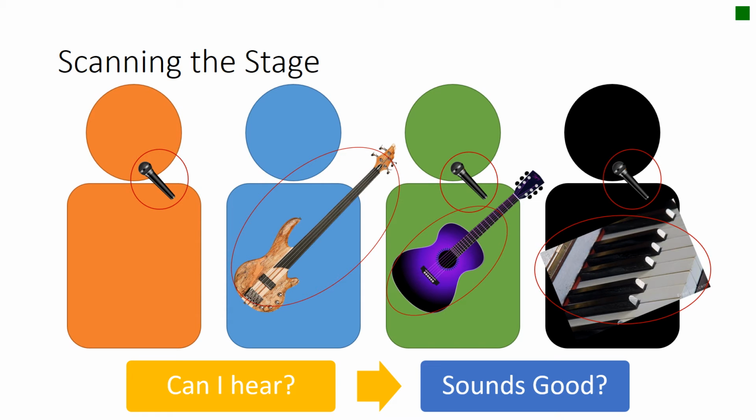And your goal should be at least every 15 seconds to scan the stage, make visual contact with each individual person, and ask yourself these two questions about them. And once you get good at it, you can do it in about 2 seconds and just sweep your eyes across the stage and just visually confirm that each person is audible and that each person sounds appropriate. But scanning the stage is a discipline that's very important to get into when you're running sound.